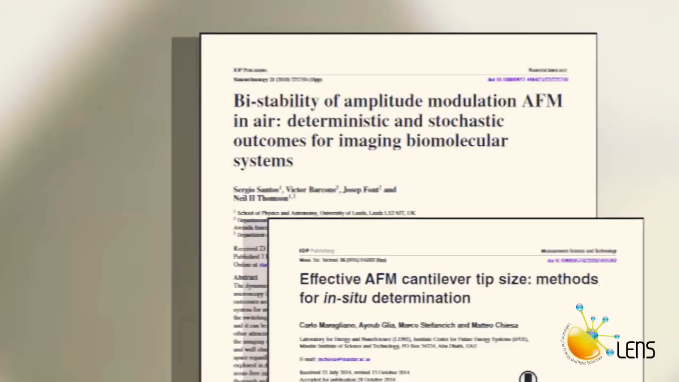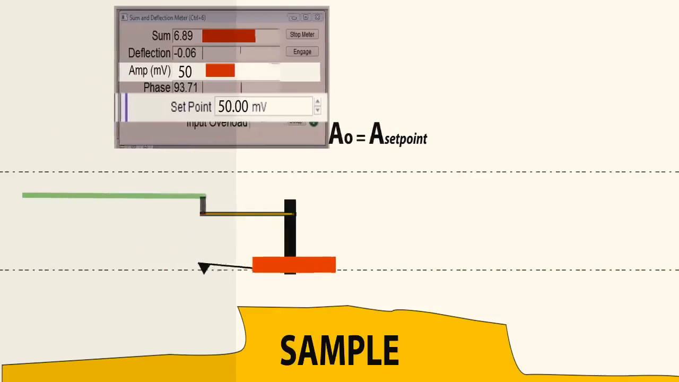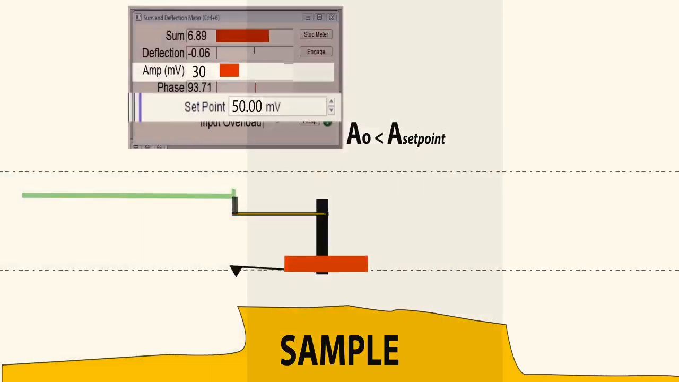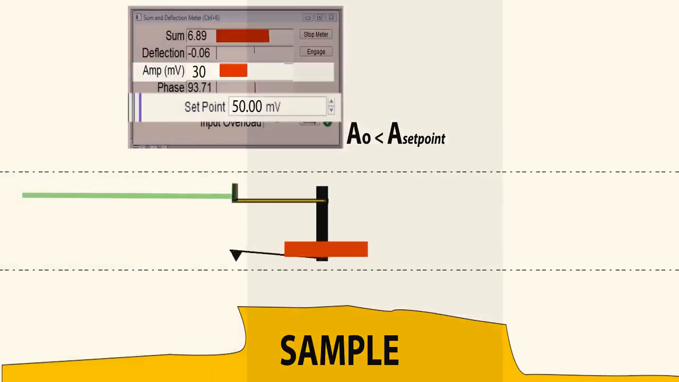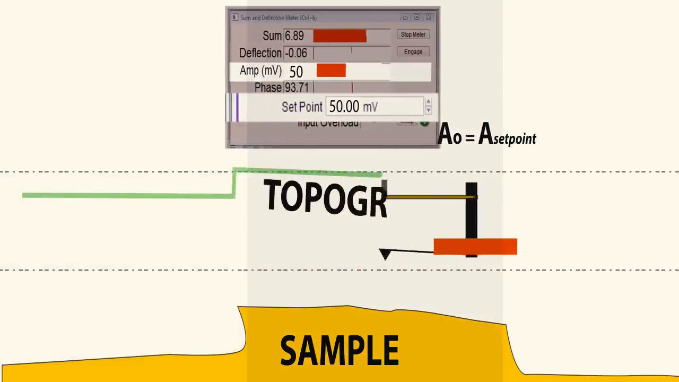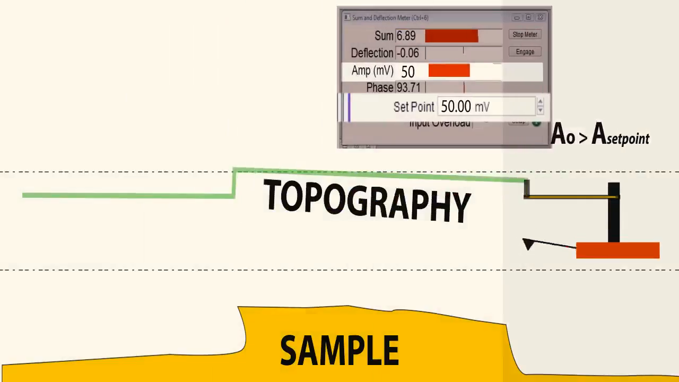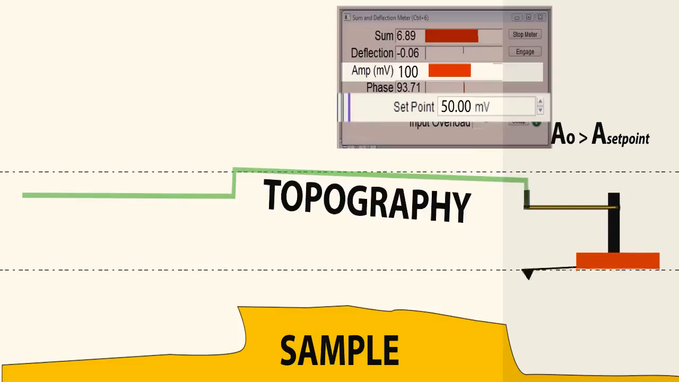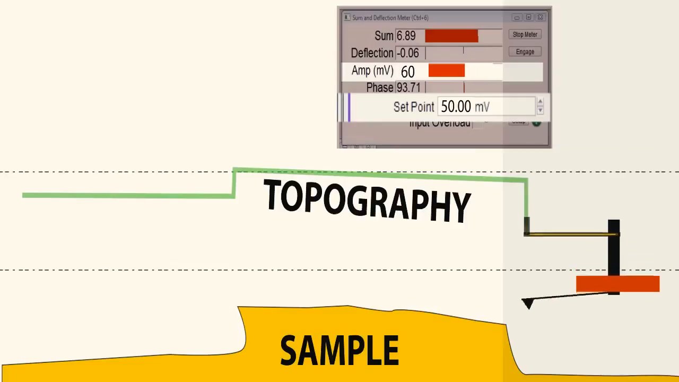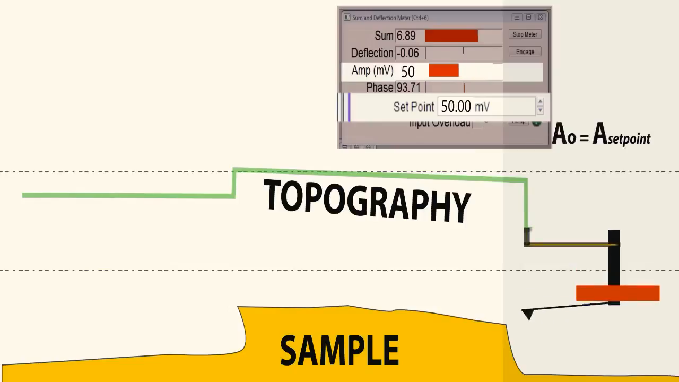I would like to mention that this video series is based on amplitude modulation AFM. In amplitude modulation AFM, the cantilever is oscillated at a fixed frequency, usually at its natural frequency, while the oscillation amplitude is used as a feedback parameter to recover the sample topography. This was detailed in our previous video.